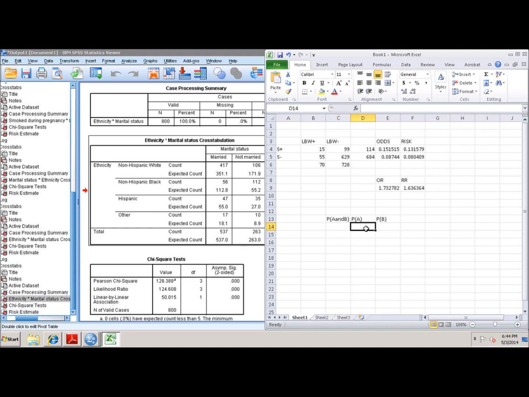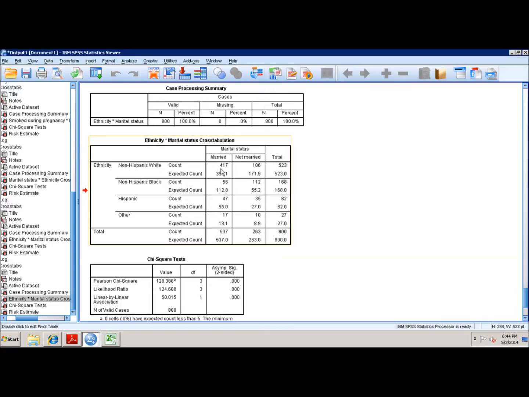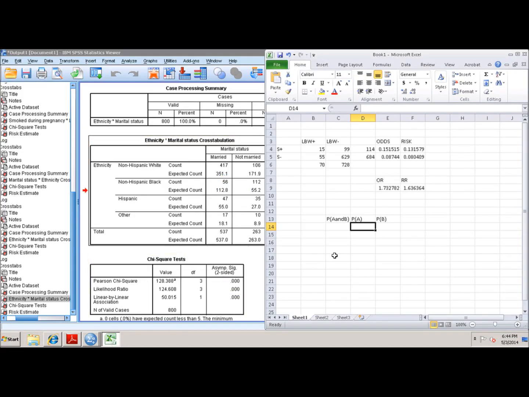We could calculate the probability of A here. What is the probability of A? The event A, we said, is non-Hispanic white in this case. So what would the probability be for this event, non-Hispanic white? It would be the marginal total, 523, divided by 800. So we can calculate that, 523 divided by 800. We can also calculate the probability of B, married, which is 537, the marginal total divided by 800.